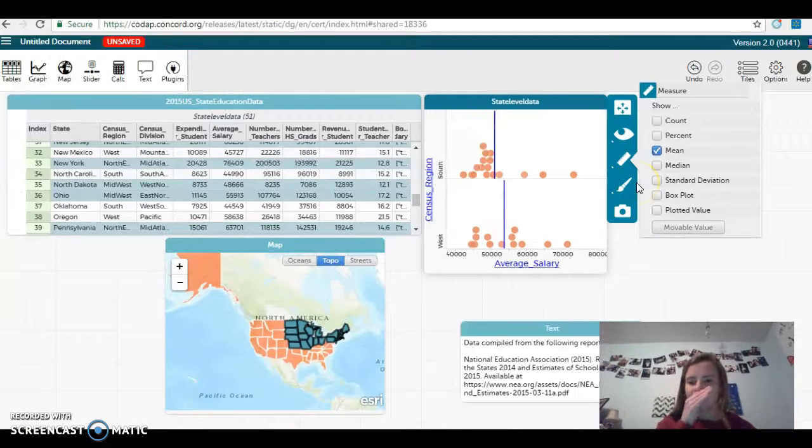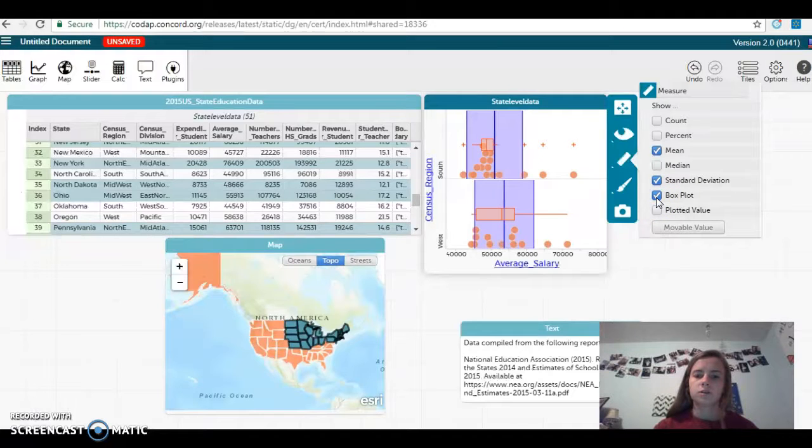I also like to click on the standard deviation. This shows how spread out the data is from the mean. And then I also like to click on the box plot. This shows if the data is negatively skewed, normal, or positively skewed. It also shows the different sized quartiles.